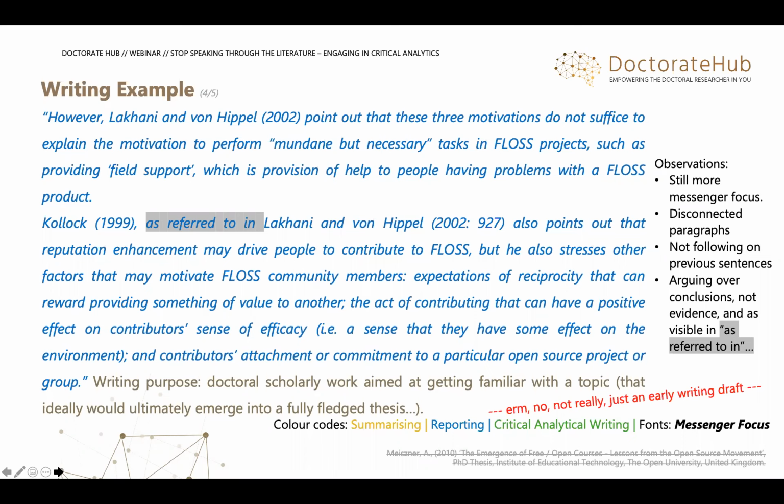And as visible very much in "as referred to in." As referred to in means I was not consulting the original work. Therefore, I was just picking up on the conclusions reached by Lacani and von Hippel, which concluded something about other works. So you don't know the original source, you don't know how other people came to their conclusion. So as referred to in, as soon as an examiner or supervisor sees that, they rightfully will question you on that. So if you don't have access to the original source, use different literature.